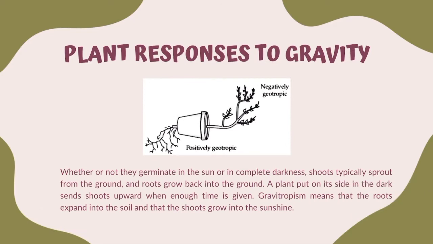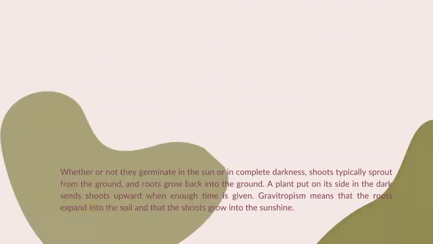Plants' responses to gravity. Whether or not they germinate in the sun or in complete darkness, shoots typically sprout from the ground, and roots grow back to the ground. A plant put on its side in the dark sends shoots upward when enough time is given. Gravitropism means that the roots expand into the soil and that the shoots grow into sunshine. Here is a short video clip to show what is gravitropism.